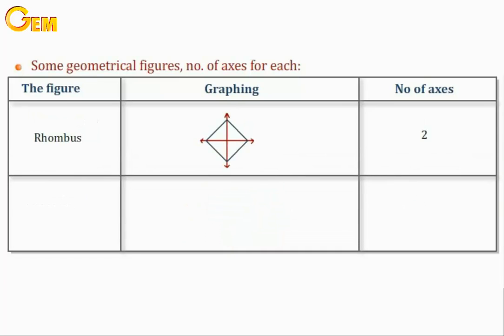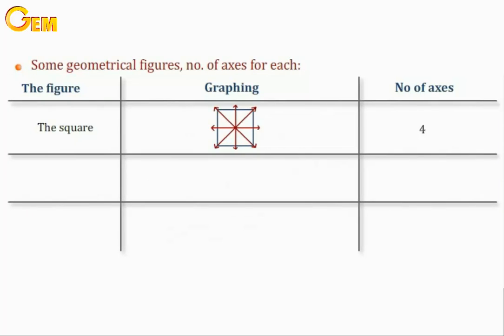The figure is a rhombus. Graphing the figure is as shown. The number of axes of symmetry is 2. The figure is the equilateral triangle. Graphing the figure is as shown. Number of axes is 3.